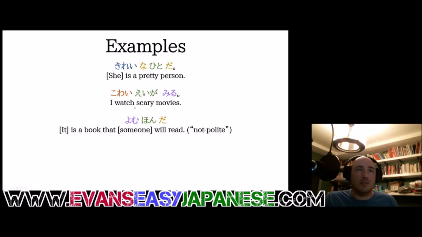Kawaii ga miru. Kawaii ga miru. I watch miru. The I is implied. I should have that in brackets, but I'm not going to do this again. Kawaii ga, scary movies. Kawaii is modifying eiga. Eiga is the thing that we're watching, so we get miru.